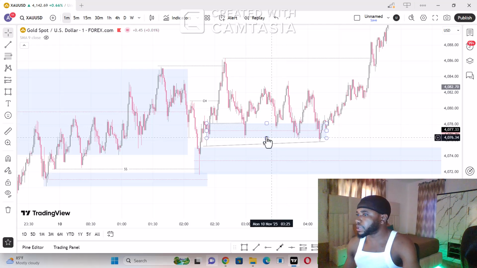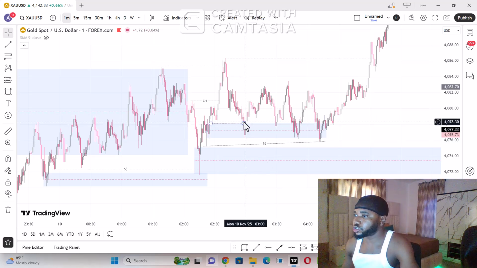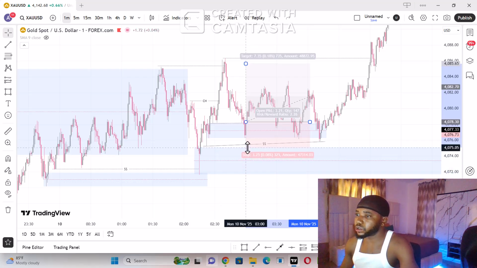Probably I entered the trade late, because I should have placed my order after this bullish candle closed, because the candle engulfed this bearish candle. I should have entered right here and placed my stop loss below this low, yeah, below that low.